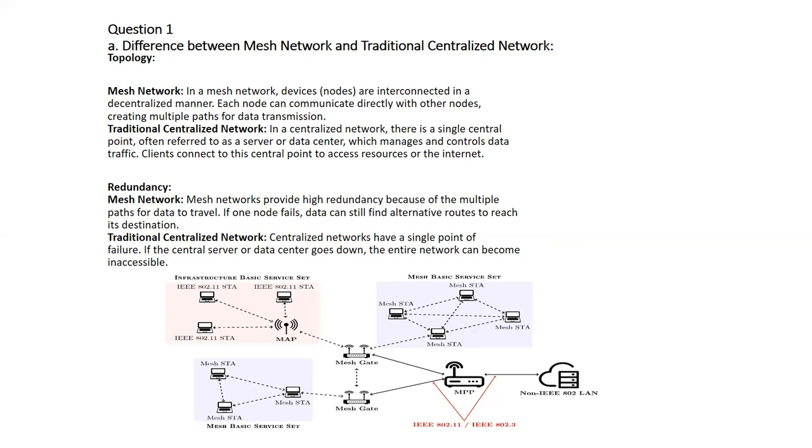When we go to redundancy, mesh networks provide high redundancy because of the multiple paths for data to travel. So if one node fails, data can still find alternative routes to reach its destination. Whereas traditional centralized networks have a single point of failure. So if the centralized server or data center goes down, the entire network can become inaccessible.